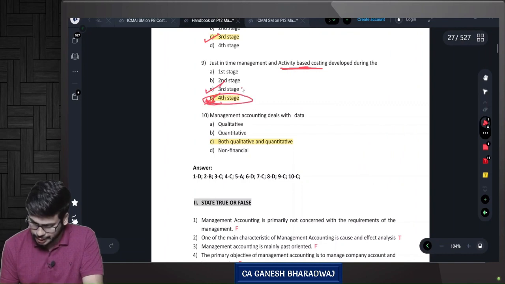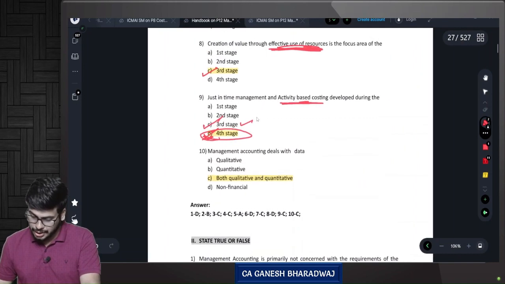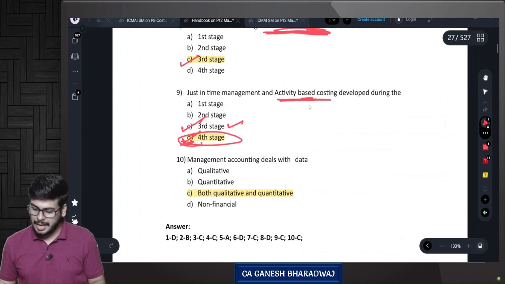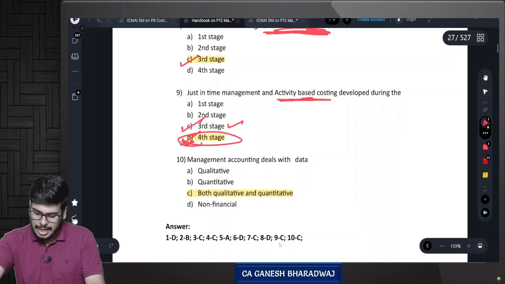I'm sorry, I stand corrected. This is the third stage. In the third stage only, just in time and ABC developed. It developed during the third stage. Anyways, I've given the answers here.